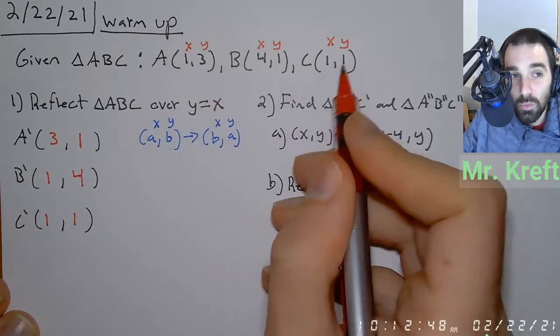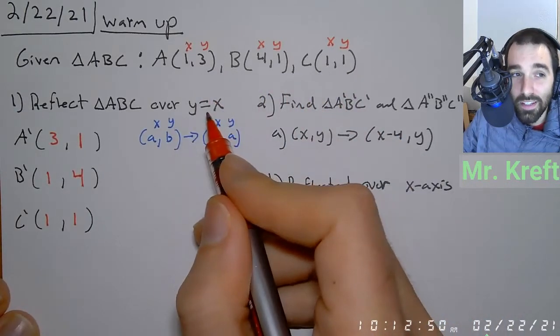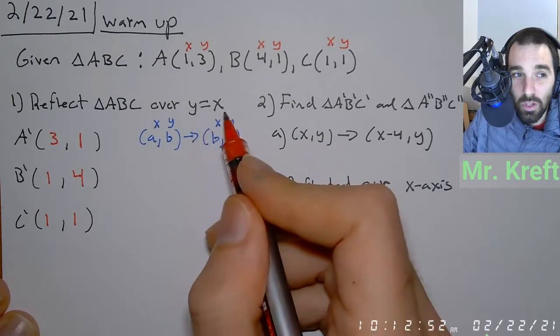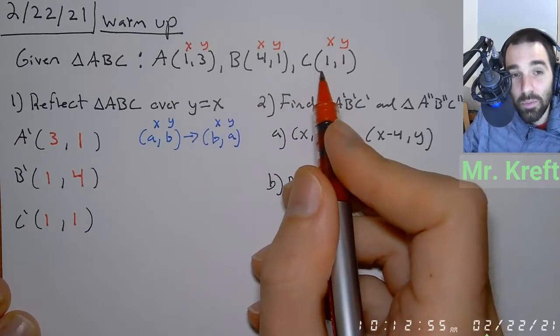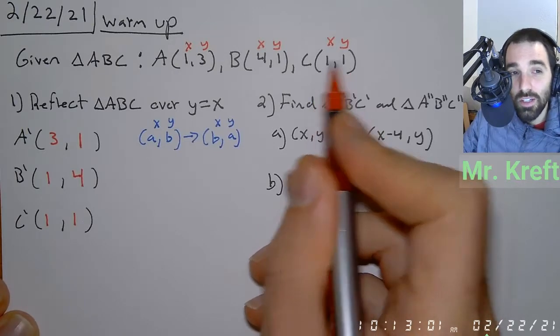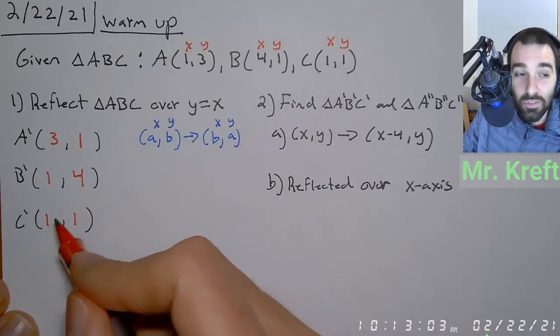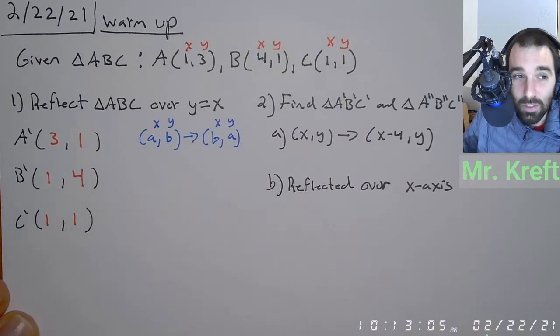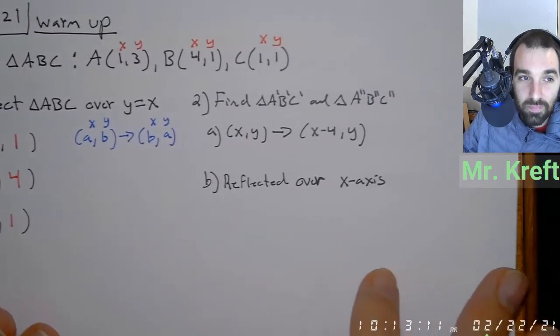The reason for that is because (1, 1) is on the line y = x, because 1 equals 1. Remember how we talked about the distance from the mirror to the image being the same as the distance from the mirror to the pre-image. So if it's on the mirror, the distance is 0. It doesn't go anywhere. It's the same location. And that's what's going on right there. So again, we had those equations from last time.